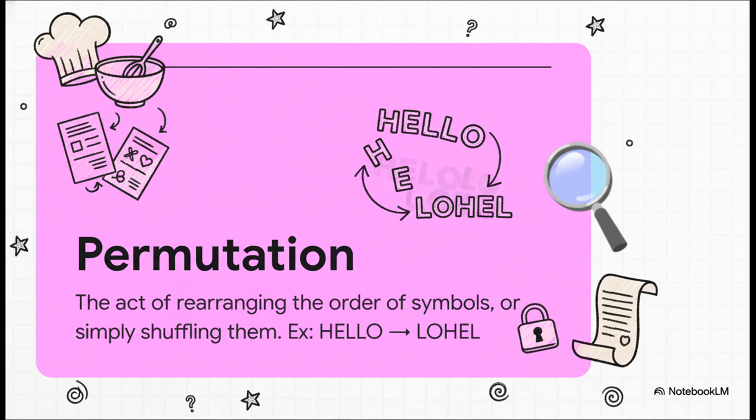And trick number 2 is permutation. That's just a fancy word for shuffling. So going back to our secret recipe, this is like taking all the steps, mix flour and sugar, add eggs, and just shuffling the order. You have all the same letters, but you mix them up. So hello becomes low hell. See? All the same pieces, just in a totally different order. And modern encryption just does both of these things, substitution and permutation, over and over and over.